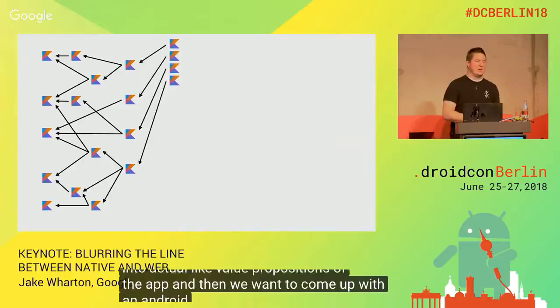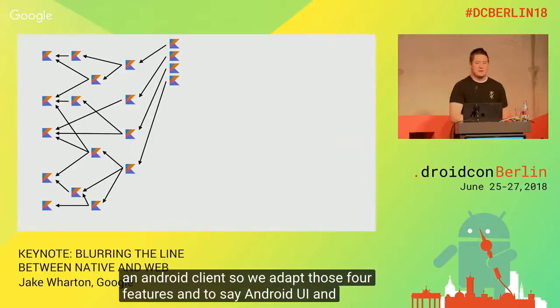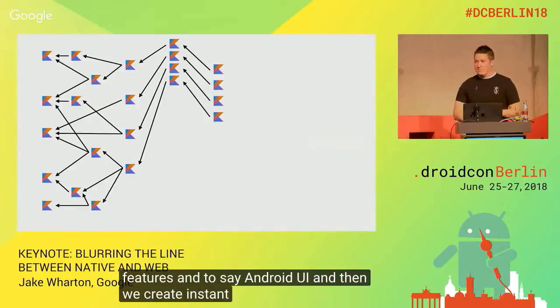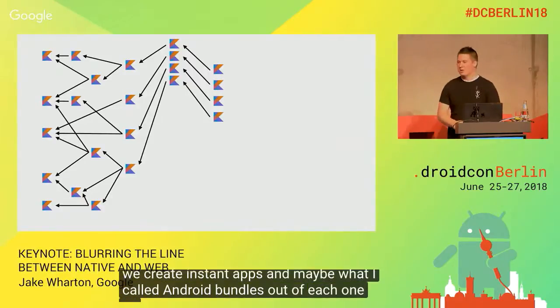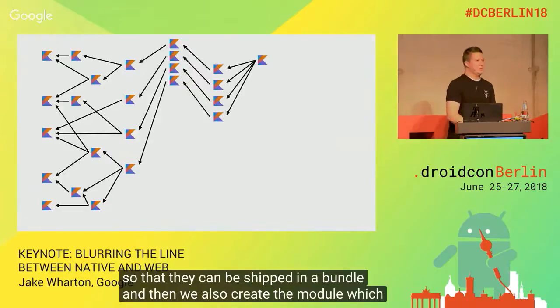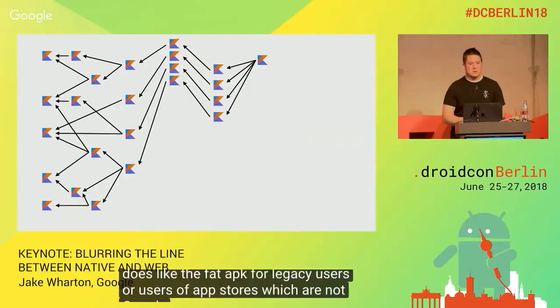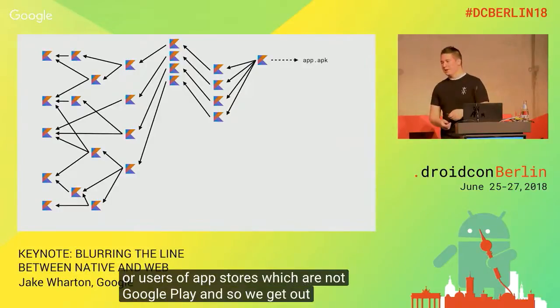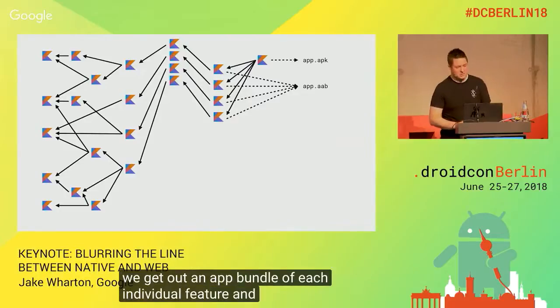And then we want to come up with an Android client. So we adapt those features into, say, Android UI. And then we create instant apps and what are they called? Android bundles out of each one so that they can be shipped in a bundle. And then we also create the module which does the fat APK for legacy users or users of app stores which are not Google Play. And so we get out an APK and we get out an app bundle of each individual feature.